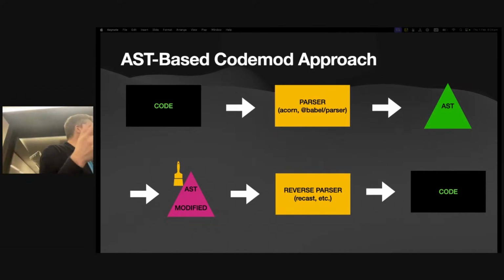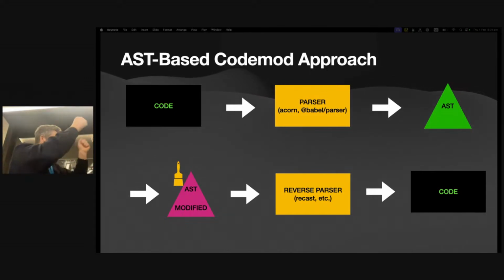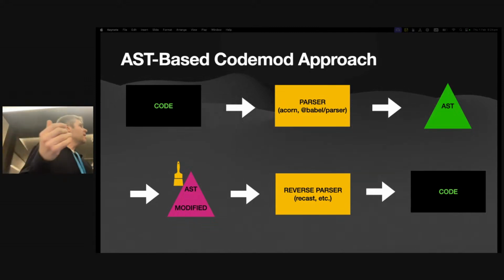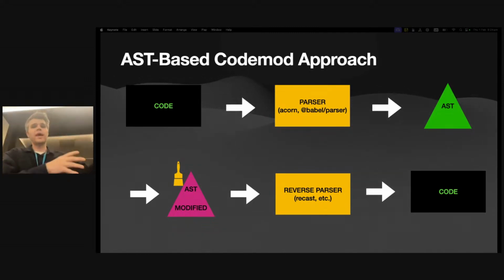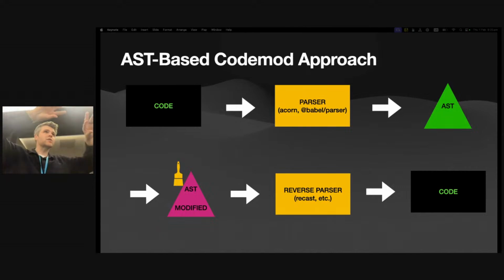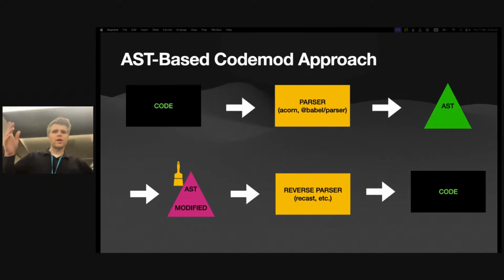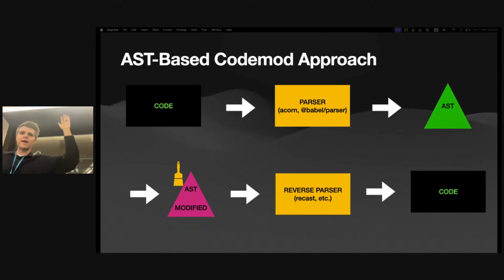There's a tool called Recast, there's a few others, that will take that AST and convert it back into code. It's actually amazing what you can do with AST-based code mods. You read the AST as code, you can use all your JavaScript knowledge to go through that tree and do interesting things, change it, and it spits back out code at the end.